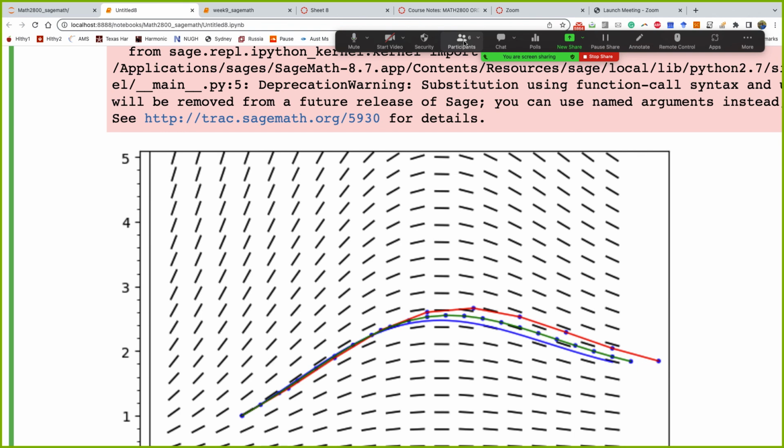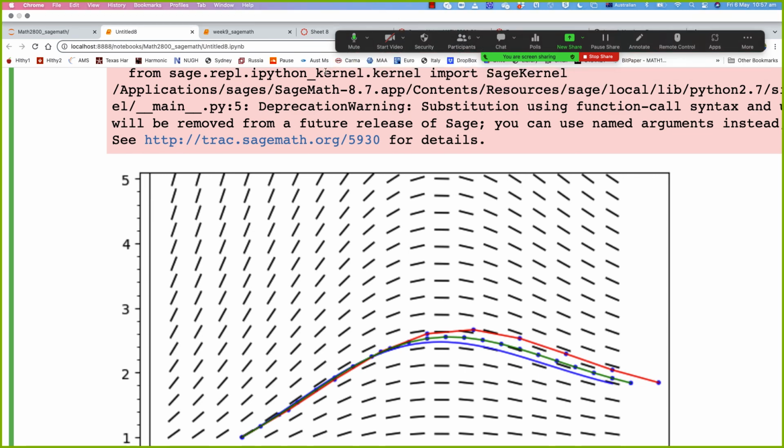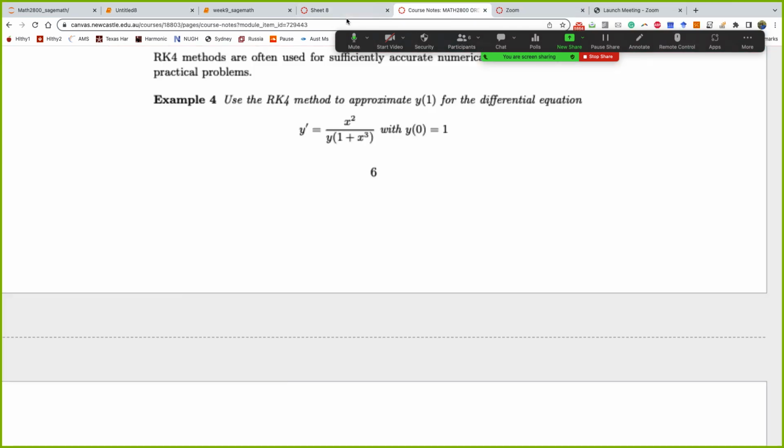So do we have access to that Sage notebook that you just showed? Yes. So how do we find that on Canvas? Can you show me how to find it? Yes, I am able to show that.